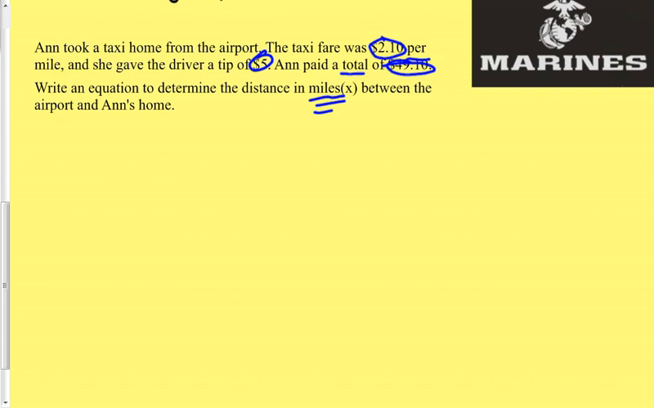So let's just go in order, because a lot of times it'll work in order with the way it's read. Taxi fare was $2.10. So I'm going to put 2.10. Per is multiplication, mile, and mile is X, what we're trying to find. So $2.10 times X. And she gave the tip of $5. So it doesn't matter how many miles it went. She just gave a tip of $5 that we're going to add to that to get the total of 49.10. No other information is given. That's all we have. Let's solve it and see if it makes sense.